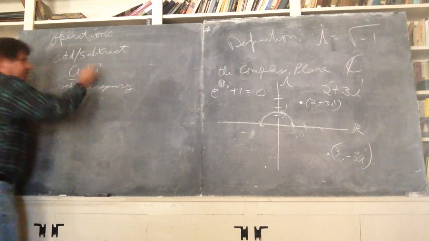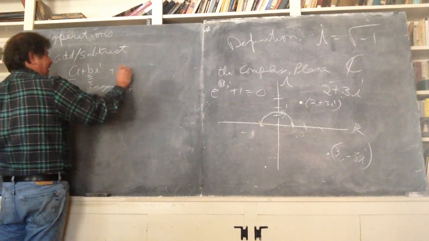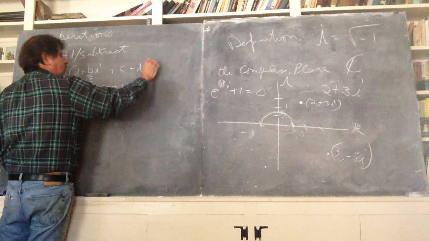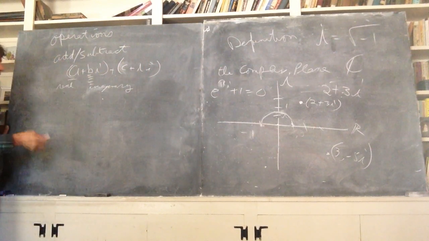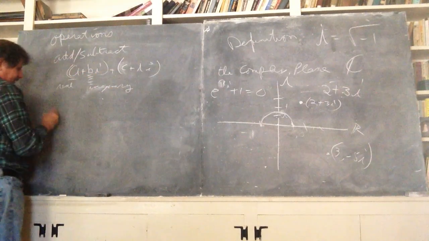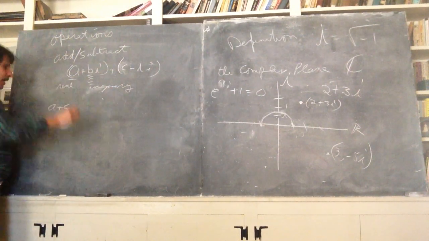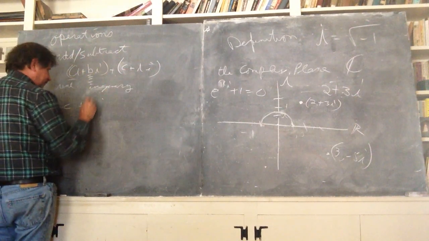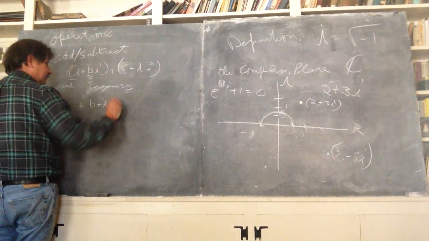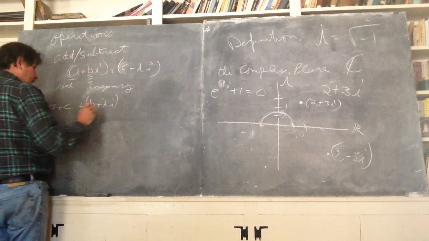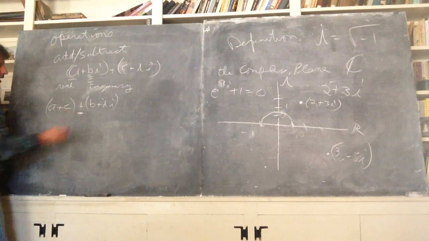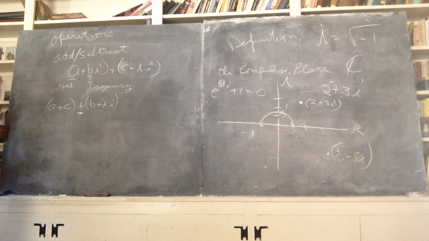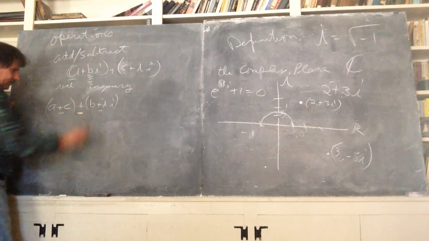And I'm going to use a plus bi and then c plus di quite a bit just for this theoretical discussion. So if I add a plus bi plus c plus di, you add up the real parts, a plus c, plus b plus d times i. And that goes for subtraction as well. I could add them or subtract them.